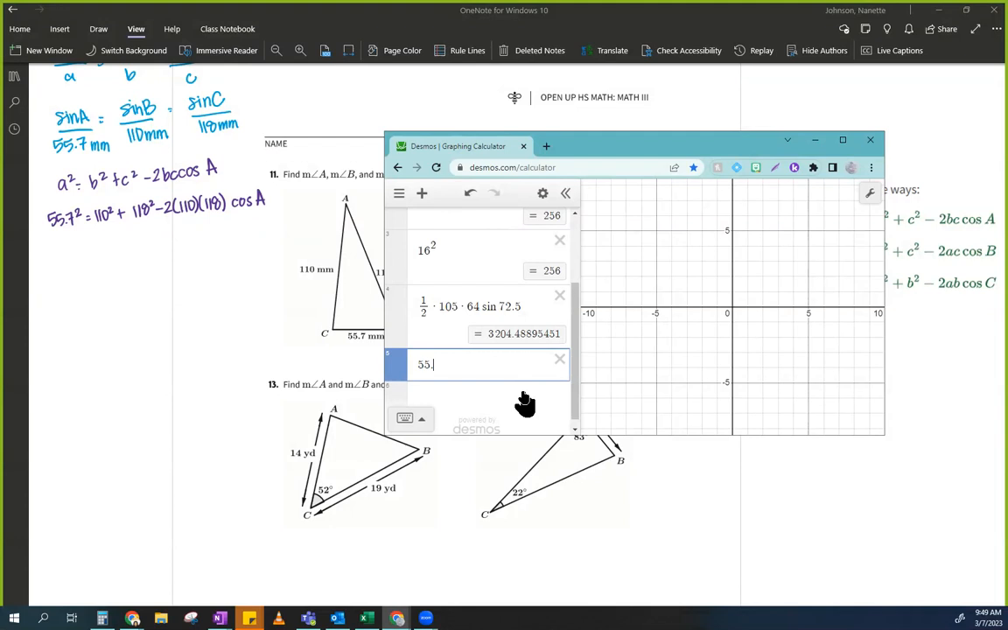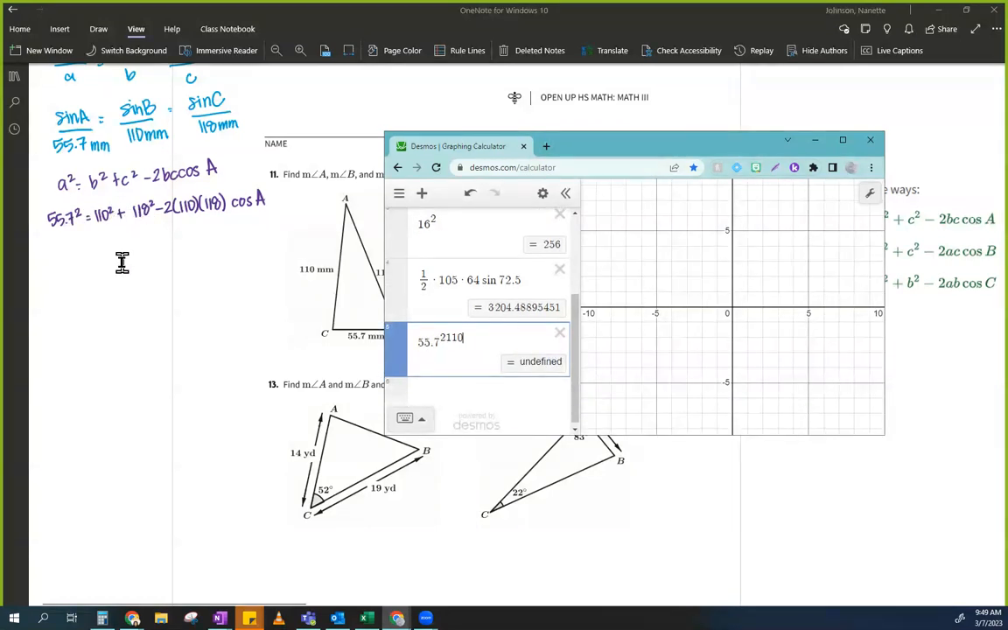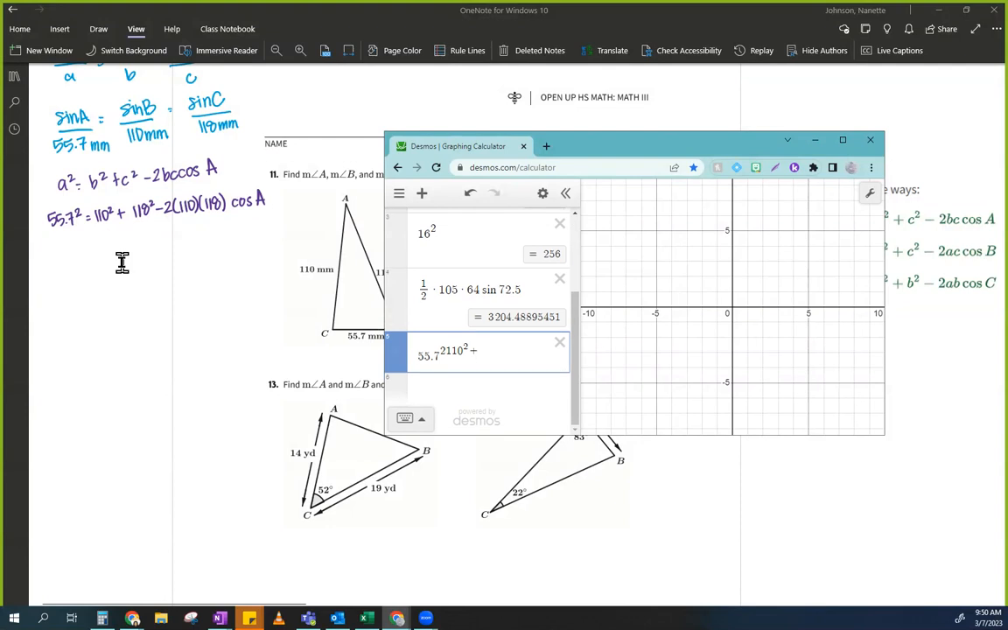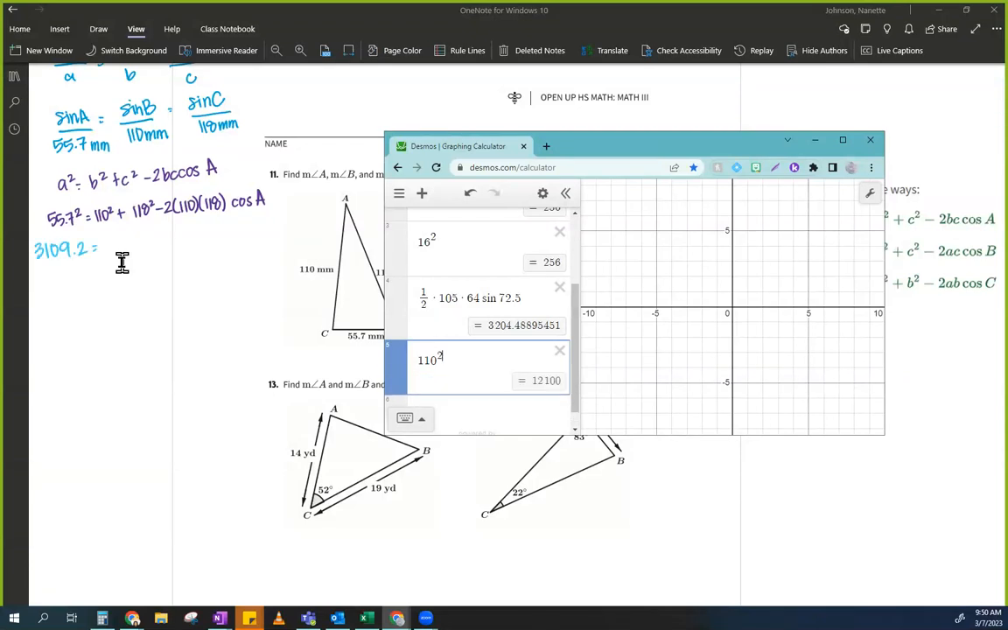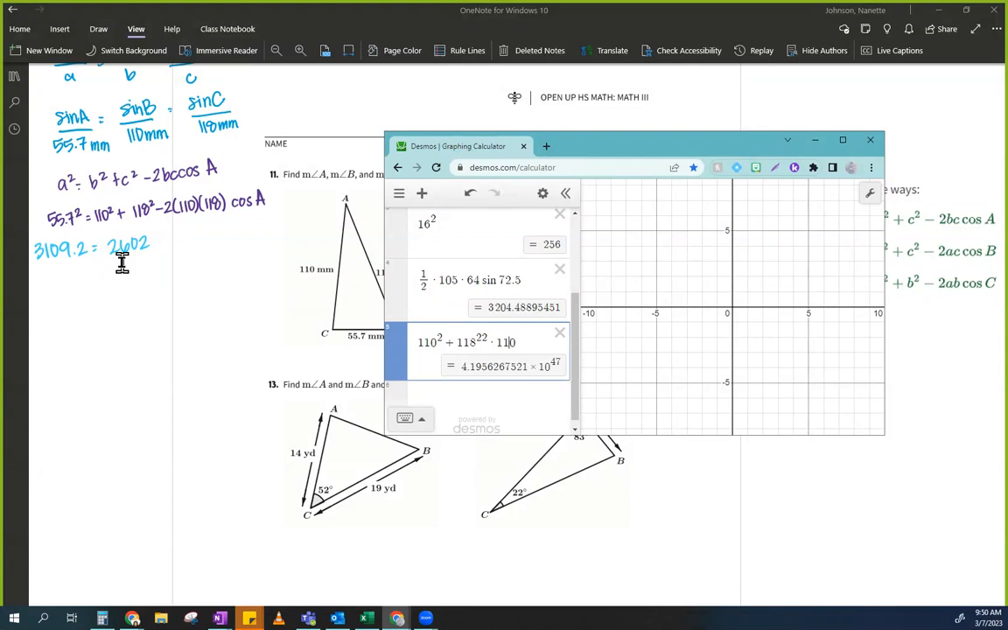So 55.7 squared is 3,109.2, equals, and over here I'm going to math this. 110 squared plus, oops, that's not what I wanted at all. Sorry, 110 squared plus 118 squared is 26,024, minus, and then I'm going to go with 2 times 110. Man, Ms. Johnson, you keep messing up.